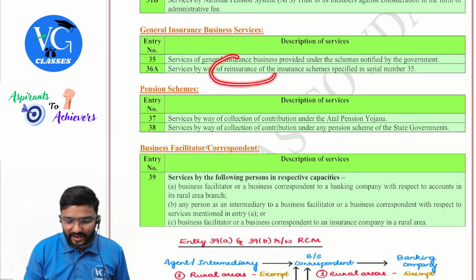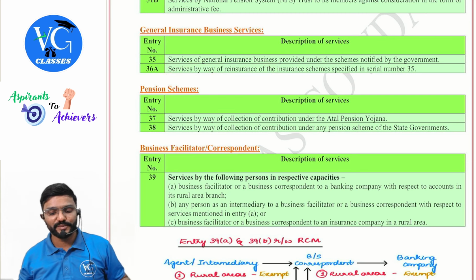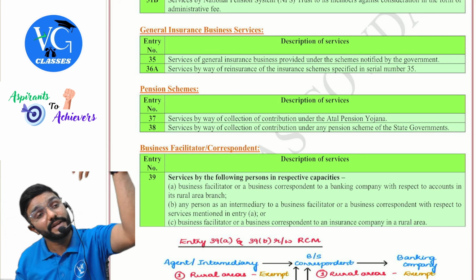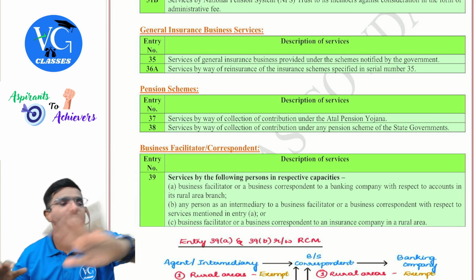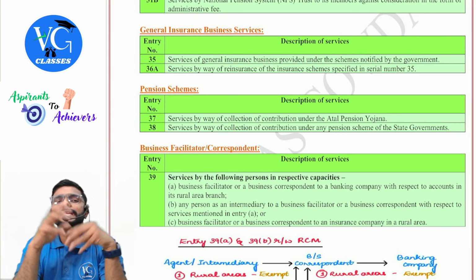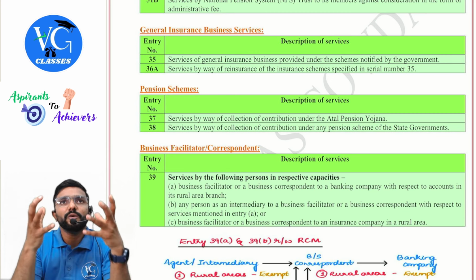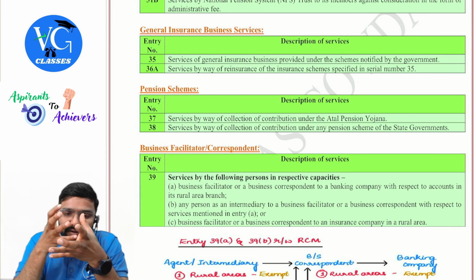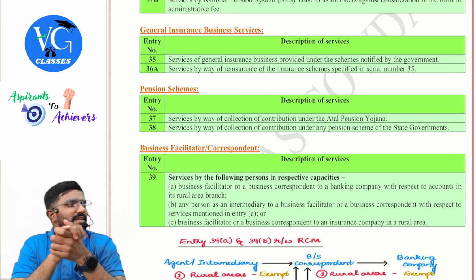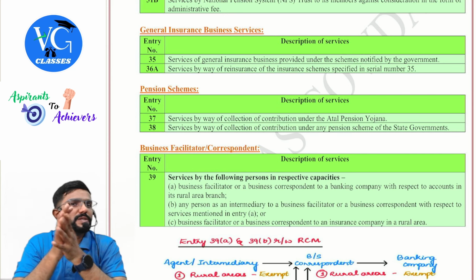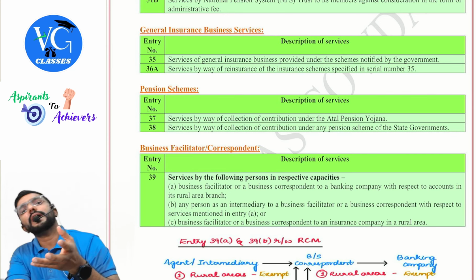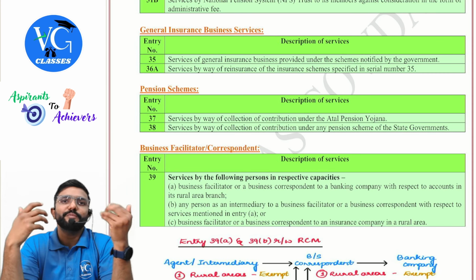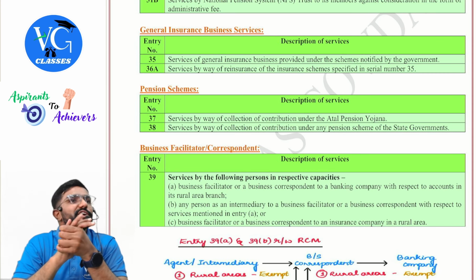Then even services by way of reinsurance of insurance schemes specified for the schemes referred in entry 35 is also exempt. Sir, what is that reinsurance? Guys, when one insurance company cannot bear the entire risk, they may delegate the risk. Okay, they try to mitigate the risk also by reinsuring it with another insurance company. Assume my client has taken an insurance policy for 10 crore.